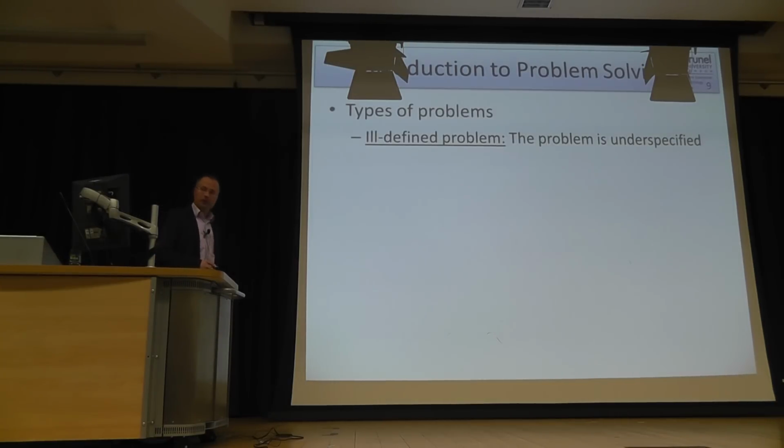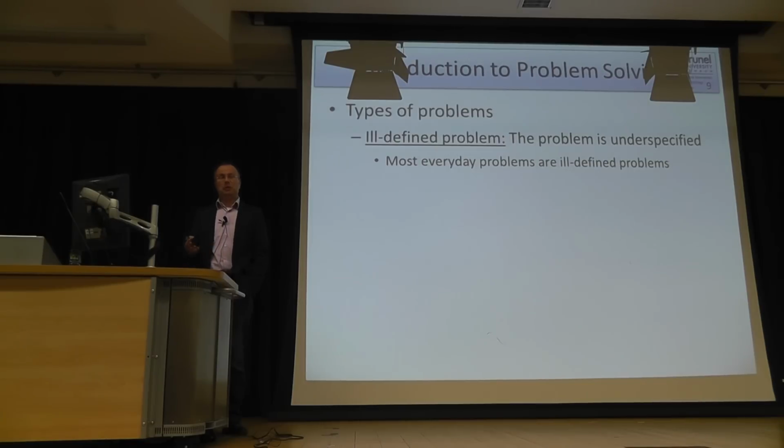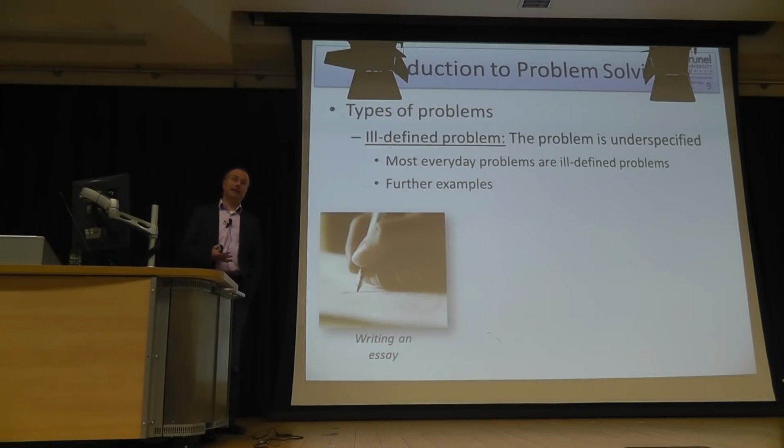Other examples of ill-defined problems are basically most everyday problems. They're usually ill-defined. For instance, if you have to write an essay, that's usually ill-defined. There's no one clear strategy you have to follow to find a solution, or have to obey to get an A star. The goal state is not clear because there are many different ways to write an essay to get a good grade.